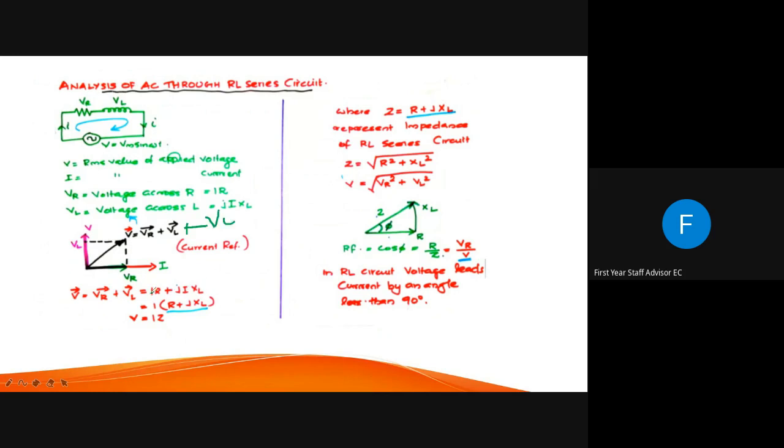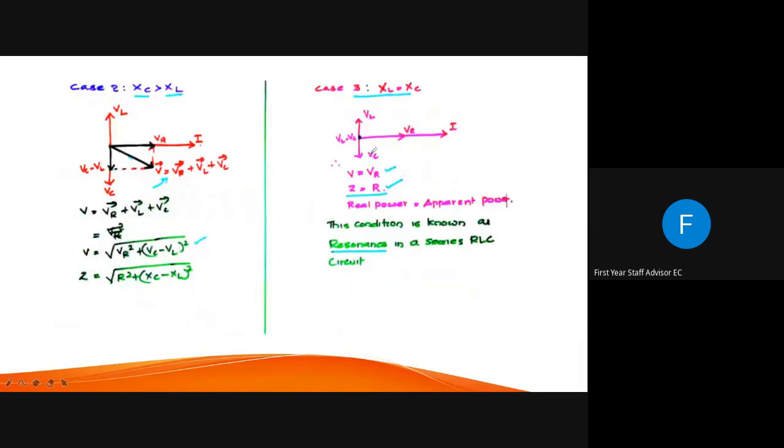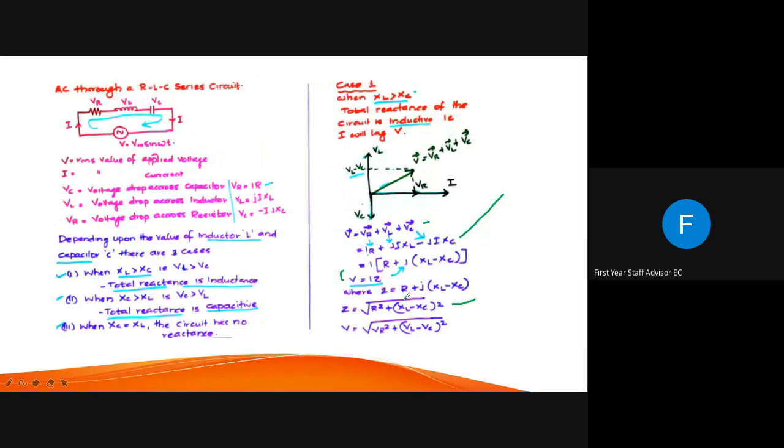And then what we are doing, we are writing the equation for VR and VL. Similarly here also we are writing the equation of VR, VL, VC. Then we are simplifying. Okay, for an RL circuit the equation for Z was Z is equal to R plus J XL, but in this case the equation is Z is equal to R plus J into (XL minus XC). And what about the magnitude? Square root of R square plus (XL minus XC) square. Okay, is it clear?